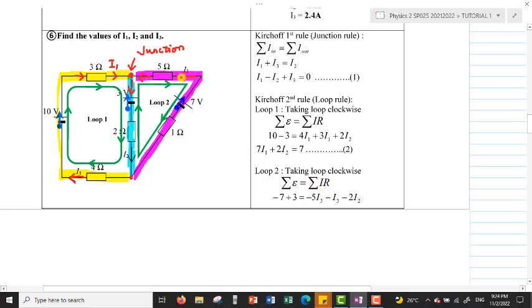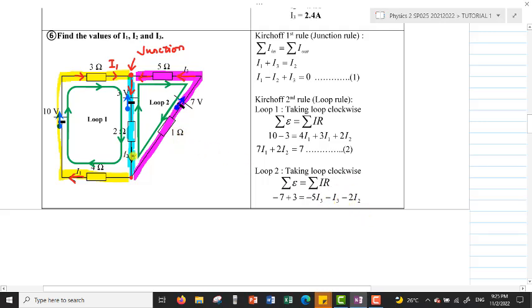So if we're checking, I3 is going to pass through the 5 ohm and 1 ohm resistors. So the direction of current I3 and the direction of the loop is opposite. So I3 will have a negative sign. So we have negative I3 times 5, the resistance is 5. And then the 1 ohm resistor, so negative I3 because the resistance is 1.